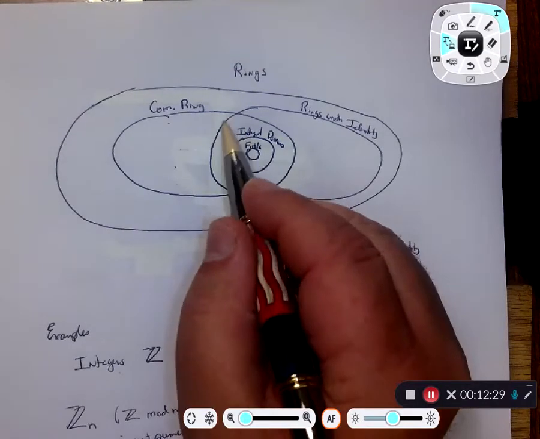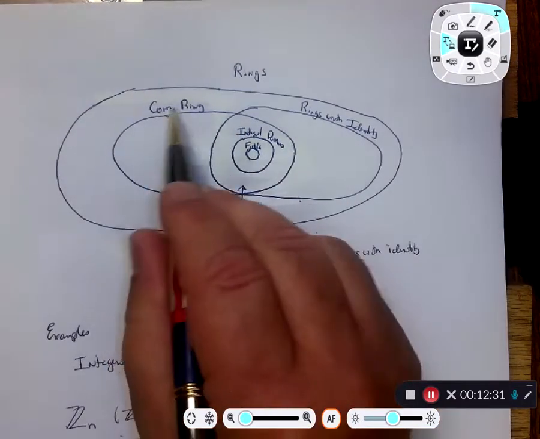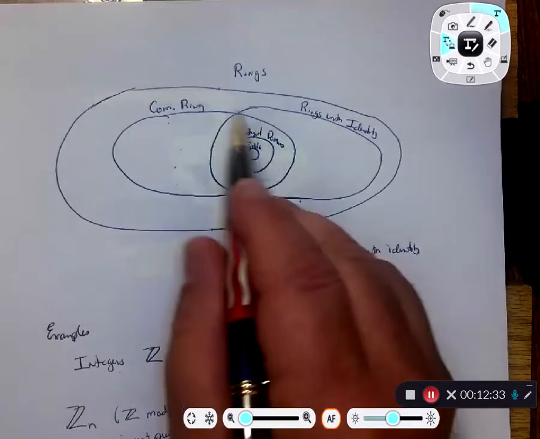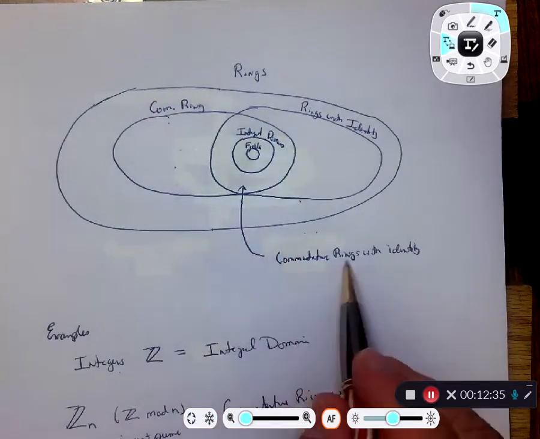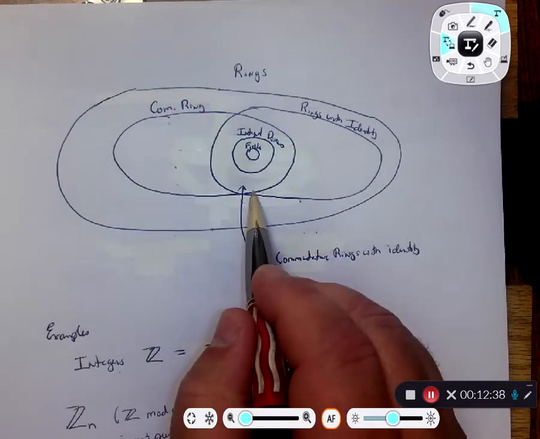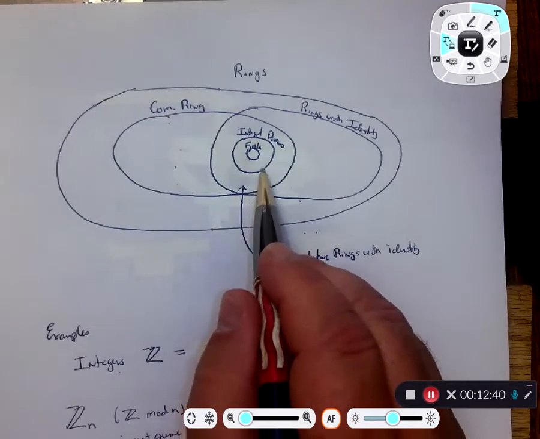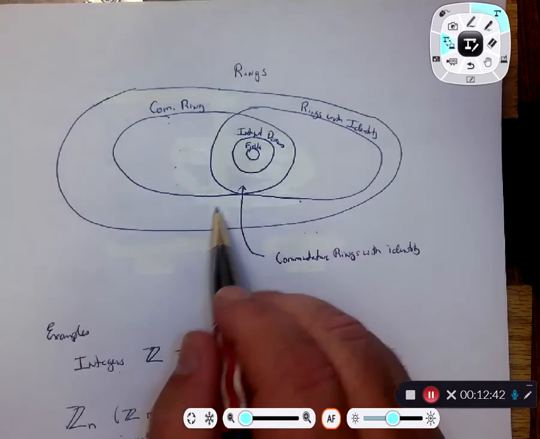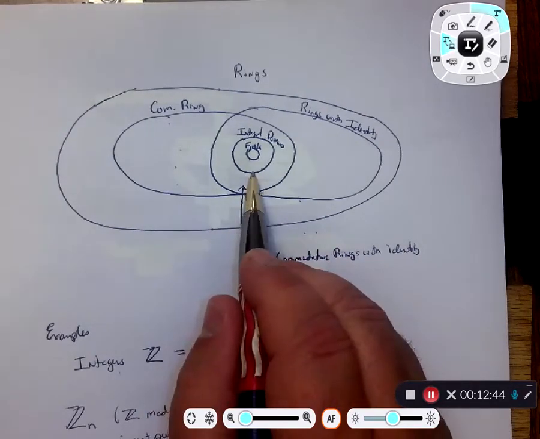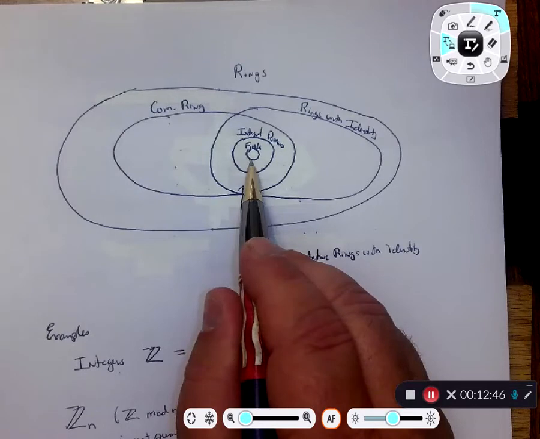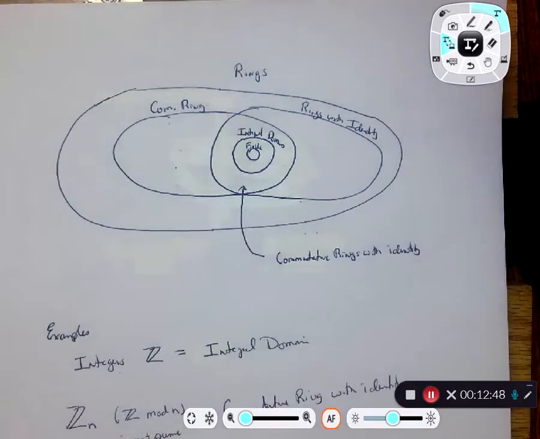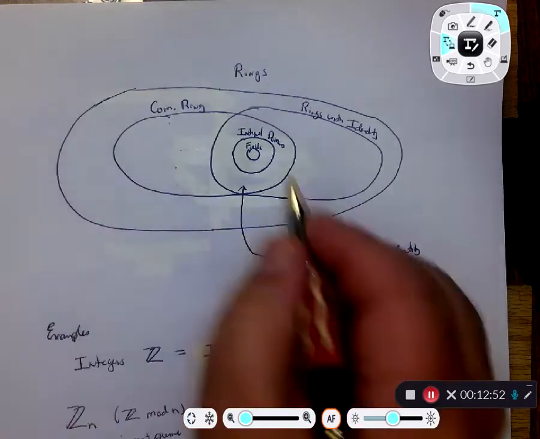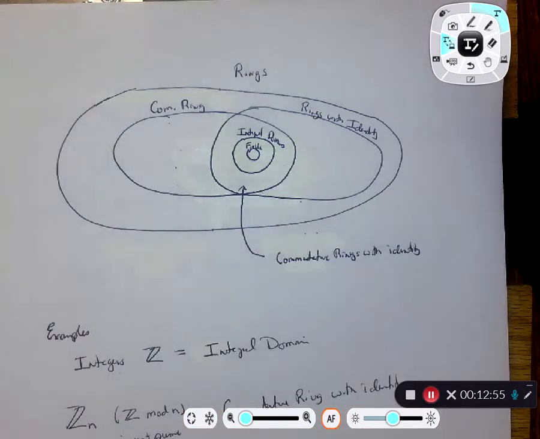The section where they intersect, you have a commutative ring and a ring with identity. This world right here is a commutative ring with identity, so you have both properties. And inside of that, you have a smaller set called an integral domain, and inside of that you add one more property, which makes it even smaller, and you have fields. So this is a diagram of how rings fit together and where each kind of ring is located. So let's talk about some examples.